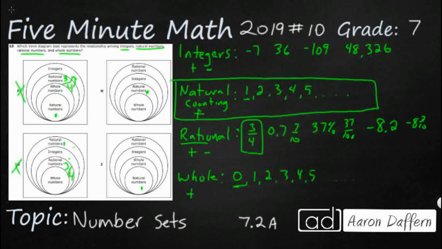Now let's look. It works outside both of these. So what's the difference here between H and J? Oh, and they've just switched natural and whole numbers. And we know that our smallest is going to be our natural numbers right here. So our answer is J.